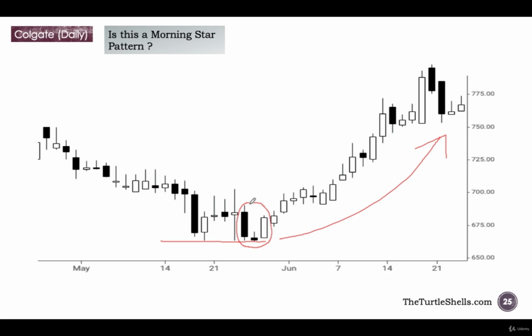Now some might argue, how can we call this a morning star? Because the trend is flat. For 3 days the price went flat, but if you look long term, the price has been coming down. So if we take that view, then this is definitely a morning star. Okay.